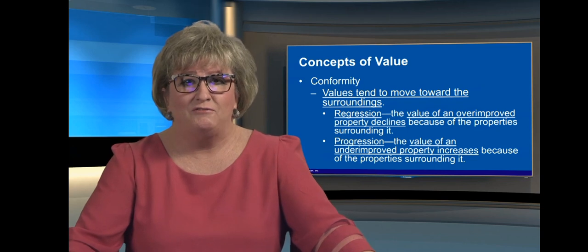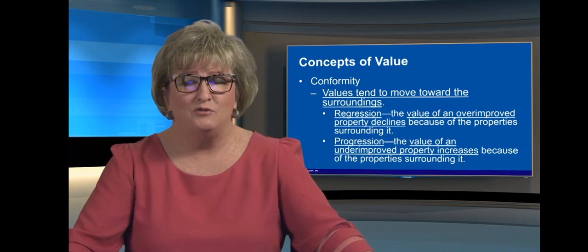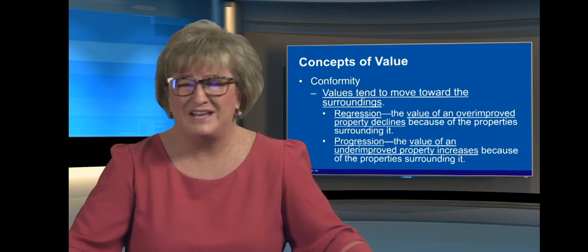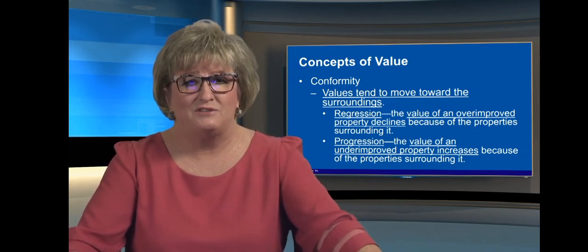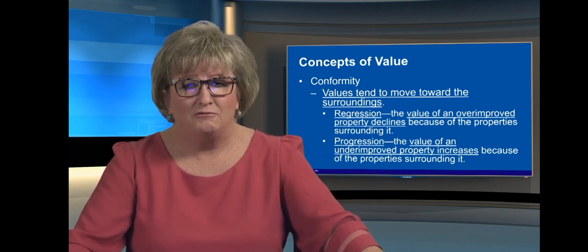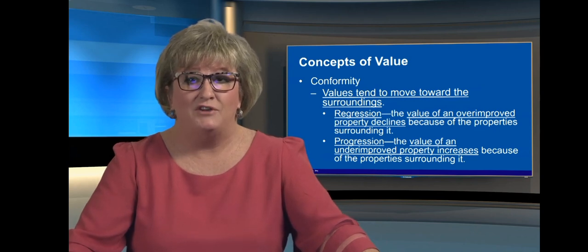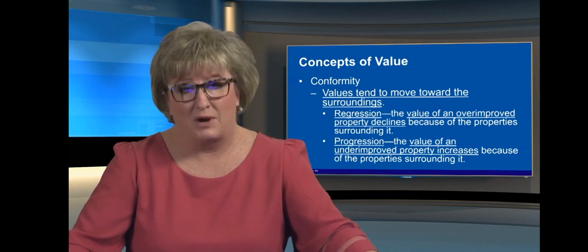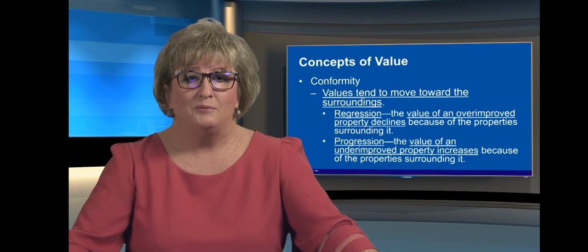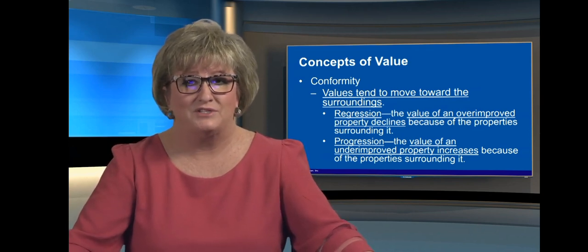The principle of conformity works like this. Values tend to move toward the surroundings. What does that mean? Well, there are 2 subconcepts to the principle of conformity. The first is regression. Regression says the value of an over-improved property declines because of the properties surrounding it. The principle of progression says the value of an under-improved property increases because of the properties surrounding it.